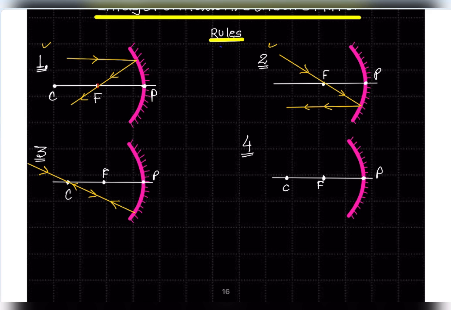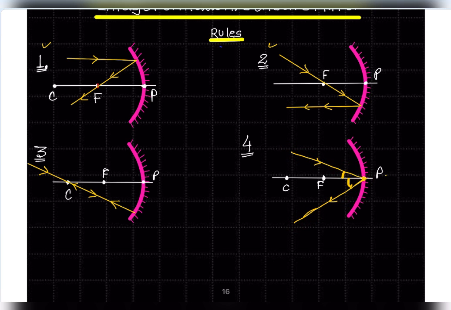Now what is the fourth rule? The fourth rule is, if it goes like this, then it will come back like this. This angle and this angle will be equal. If it goes and touches the pole, then it will be reflected back. You know the laws of reflection of light: the angle of incidence and angle of reflection will be equal. So if it goes to the point P, which is the pole, then it will come back like this.